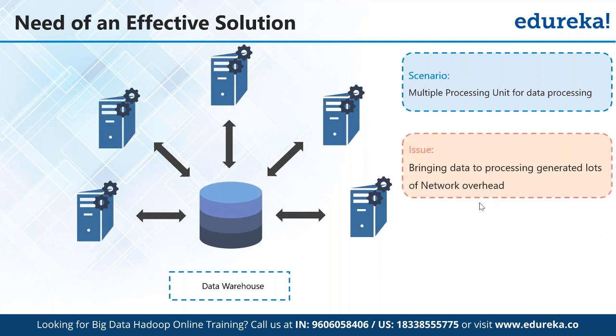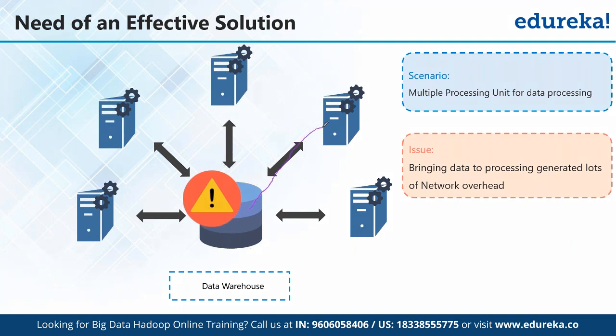Now the issue, what is the issue here? The issue is that bringing data to processing generates a lot of traffic overhead. What are you doing, guys, here? You are bringing data to processing, isn't it? Because you are processing data where? In these CPUs. So data is moving out there. Data is moving from here to here.